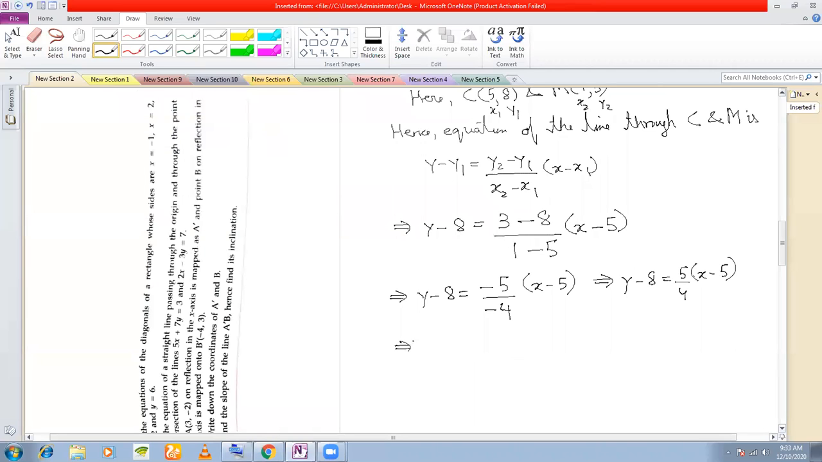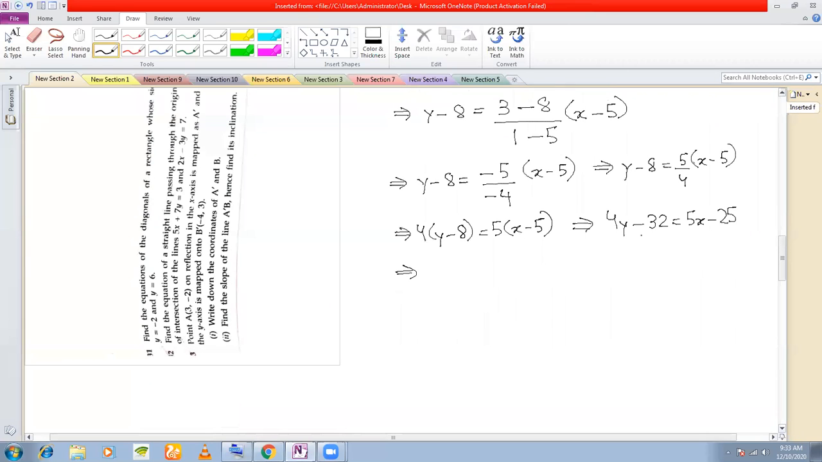Cross multiply, you get 4 times (y minus 8) is equal to 5 times (x minus 5). 4y minus 32 is equal to 5x minus 25. Bring everything to one side. You get 5x minus 4y plus 32 minus 25 is equal to 0, so 5x minus 4y plus 7 is equal to 0. That is the required equation of the line through C and M. Okay, so I stop here for today.